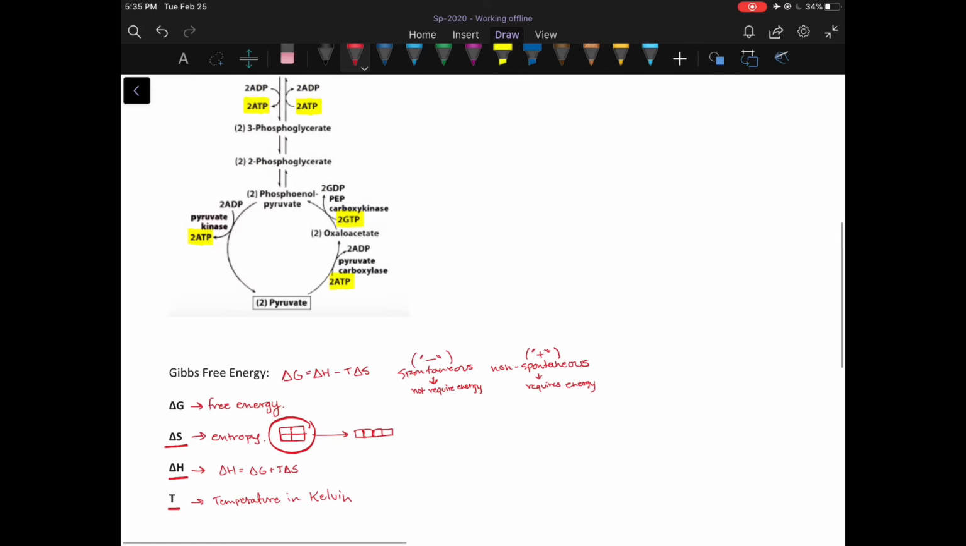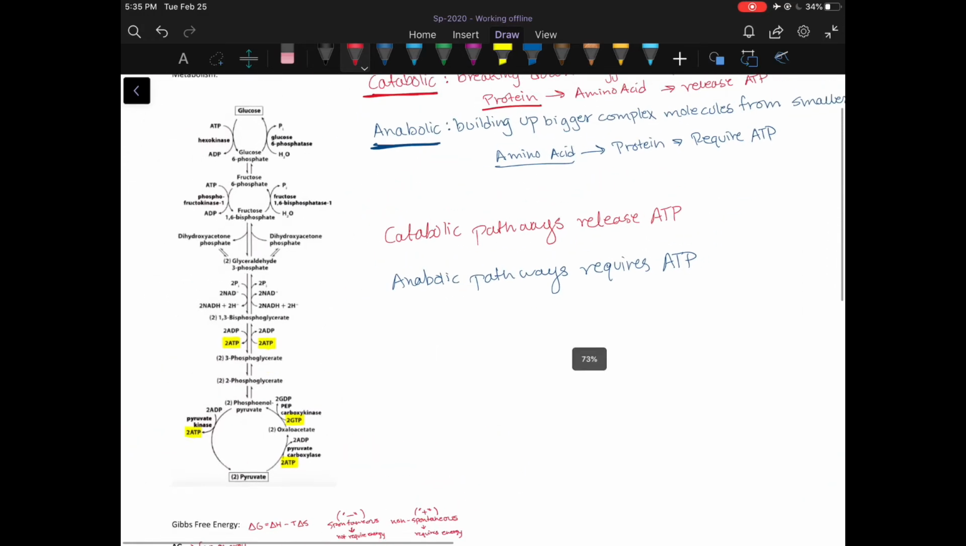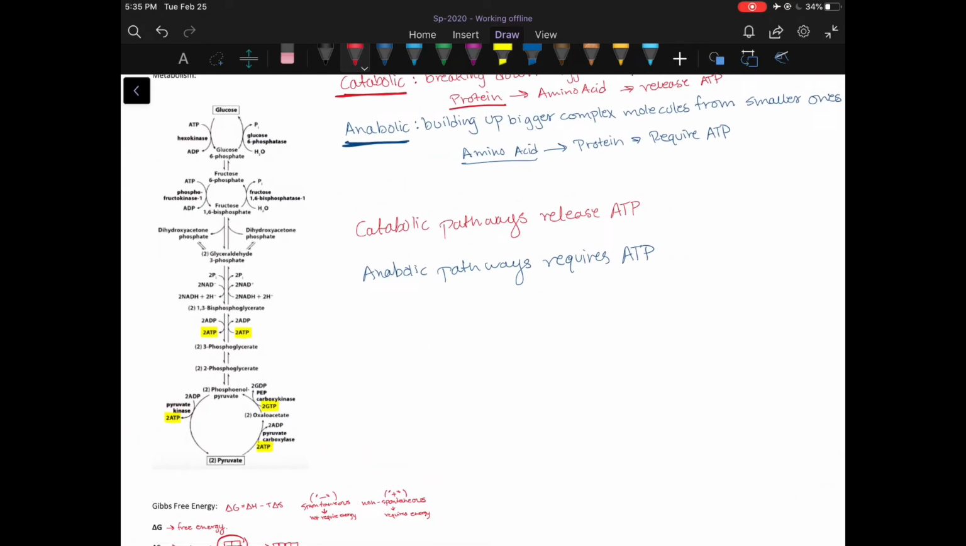And if we look at this above example where I talked about how catabolic pathways release ATP and anabolic pathways require ATP, we can say that catabolic pathways are spontaneous because they do not require energy. Instead, they release energy. And then the opposite for anabolic. So anabolic would be non-spontaneous.